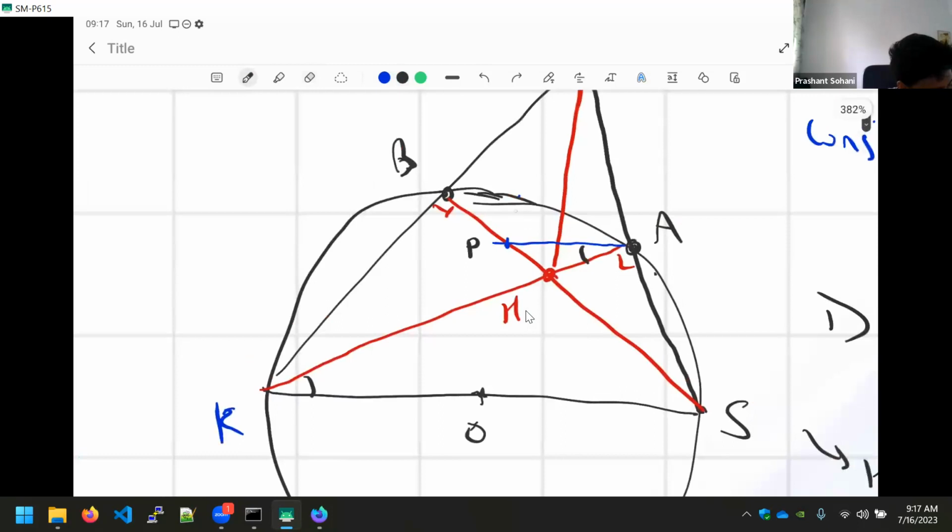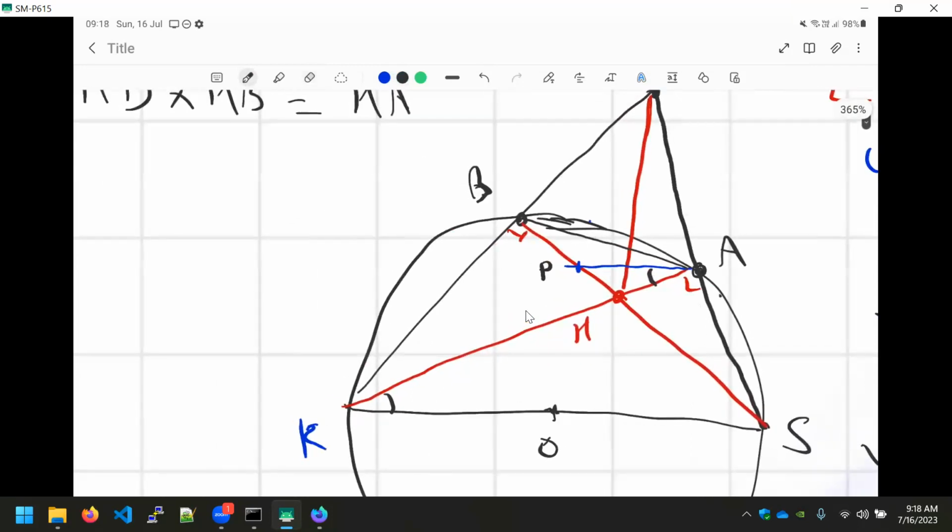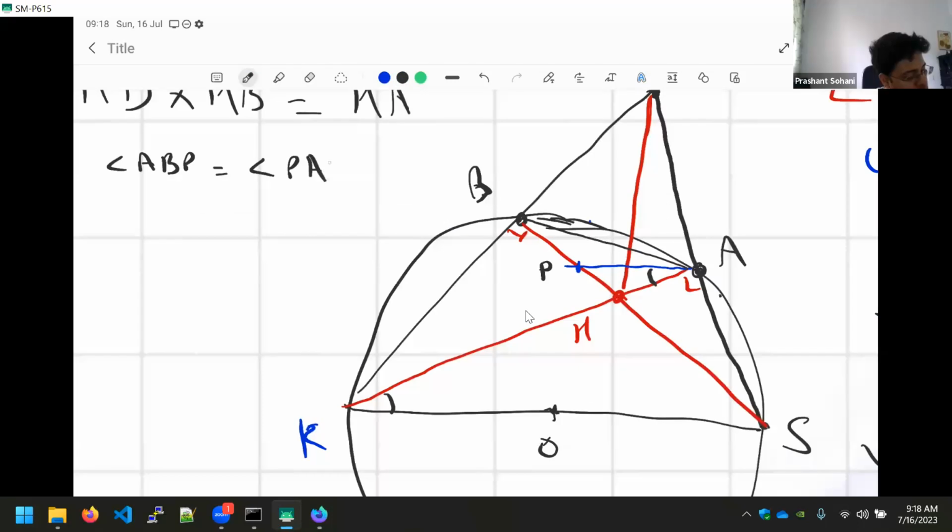So as you said, let us join AB, and then what do you want to show? If we show that angle ABP is equal to PAH, then it will become tangent. Correct. So we are using the converse of the tangent secant theorem. This black angle which I marked over here, if I show that it is also equal to this angle, then we can apply the converse of the tangent secant theorem. And is that true?